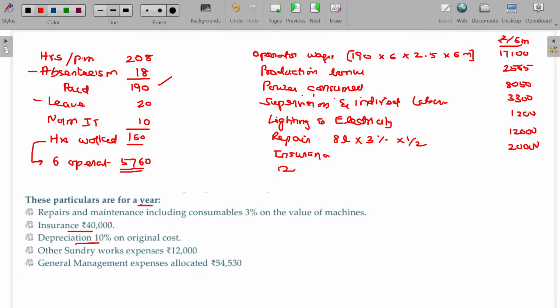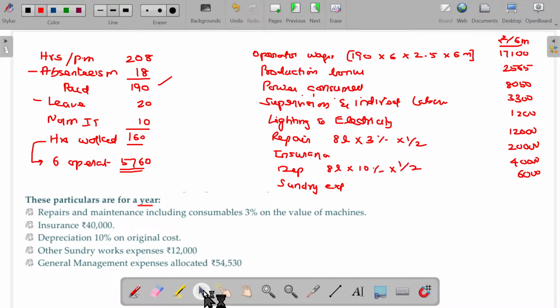Depreciation 10% of the original cost, but you have to calculate only for the half year: 40,000 rupees. Other sundry expenses, 6,000 rupees.